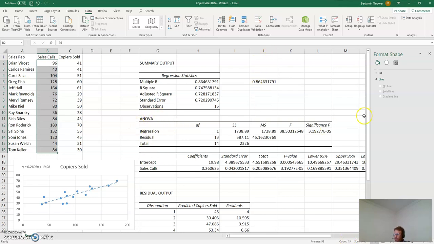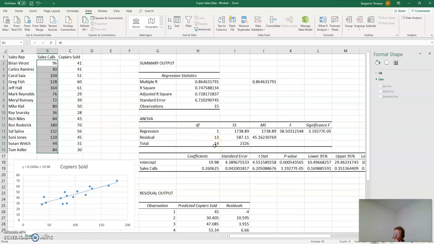Okay, so ANOVA analysis, we did not do this F test, the significance of the F. There is something that should look a little familiar here, though. Residual is 13. Degrees of freedom, for the regression, there's 1.